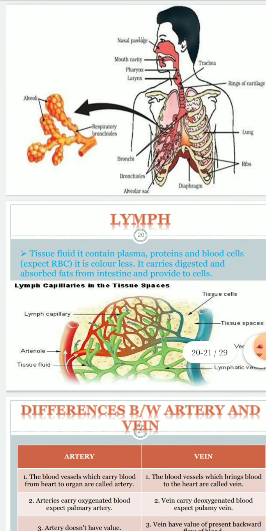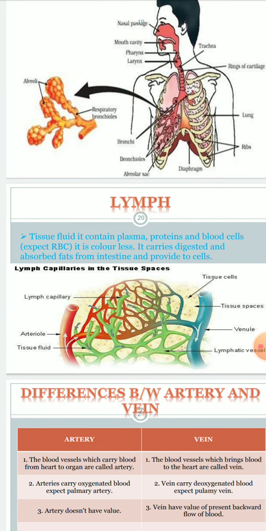And now we'll discuss lymph. What is lymph? Lymph is basically a blood tissue fluid. It contains plasma, proteins and blood cells except the RBCs, and it is also colorless. It carries digested and absorbed fats from the intestine and provides them to the cells.